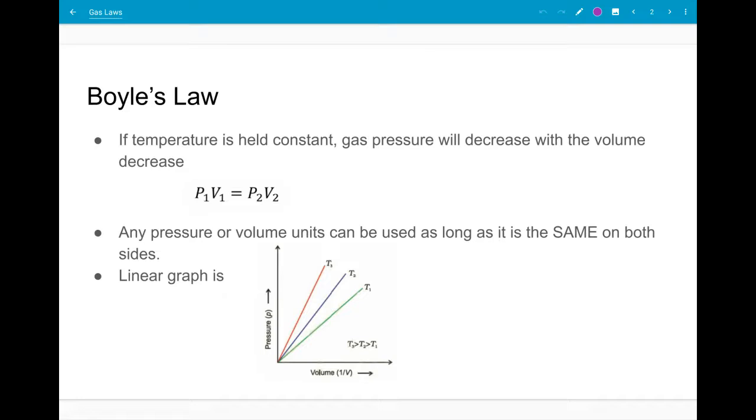So the way you can tell that you have this gas law is you're given two pressures and one volume, or two volumes and one pressure. Now a linear graph, you'll notice, is pressure versus 1 over volume, and that's what makes it linear.